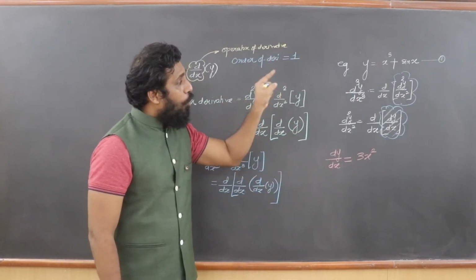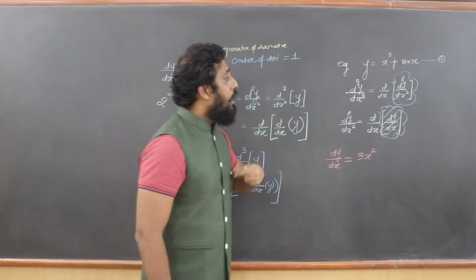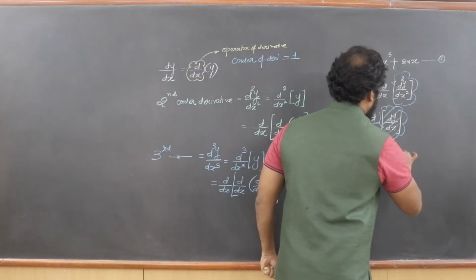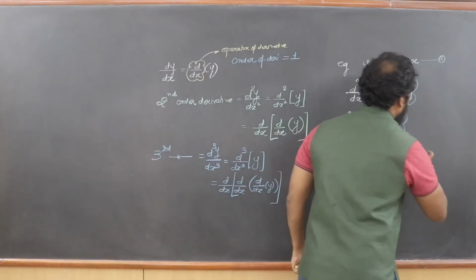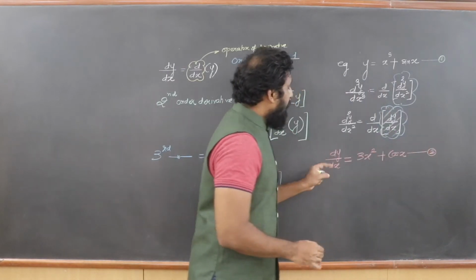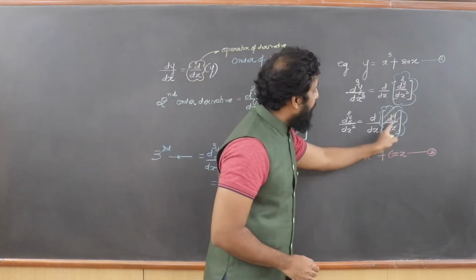Then let's move ahead. What do you see further? You can see sin x there. Its derivative is going to be cos x. So I write plus cos x. I'm going to call this equation number 2. So this is what I've got, dy by dx. See, I've got dy by dx, isn't it?